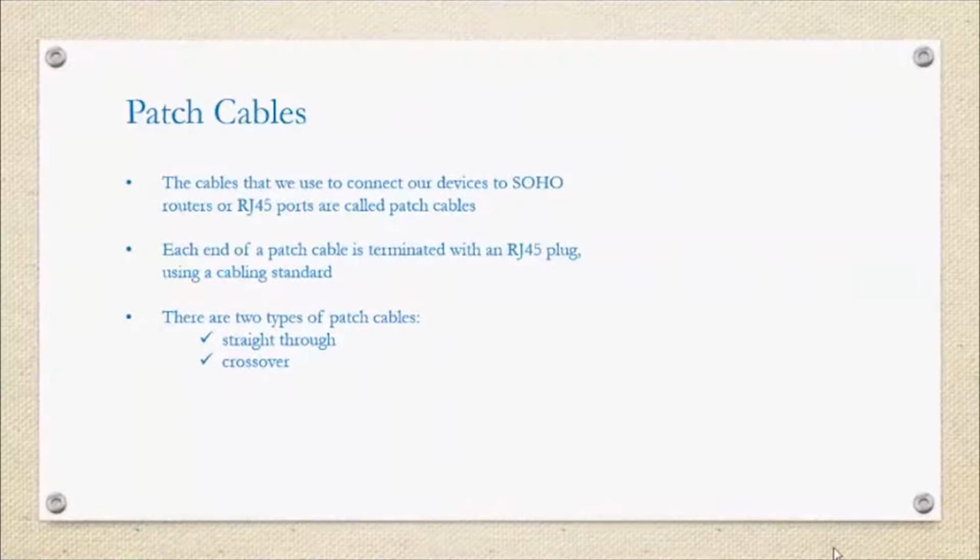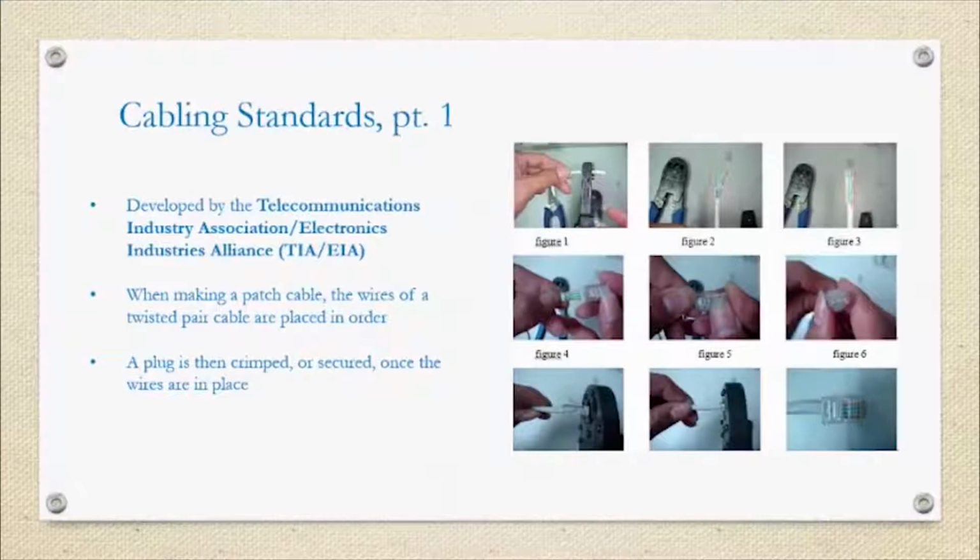Alright, so patch cables are these cables that we use to connect one device to another, or one device to an RJ45 port, right? Each end of the patch cable is terminated with an RJ45 plug using a cabling standard. Now, there are 2 different types of patch cables that we're going to briefly talk about. They're called straight through cable and also crossover cable. All right, so these cabling standards that we're going to touch on, they're developed by the TIA/EIA, right? The Telecommunications Industry Association and the Electronic Industries Alliance, right?